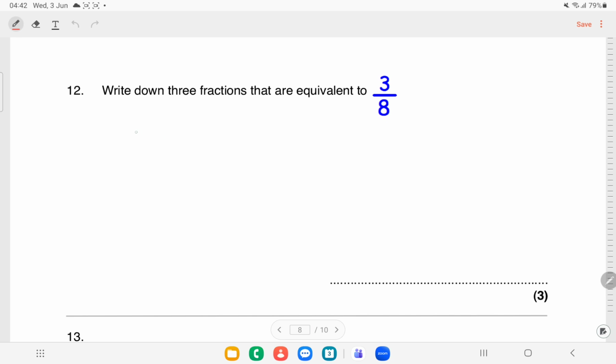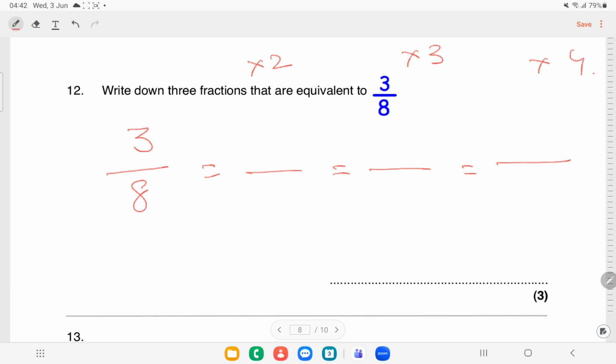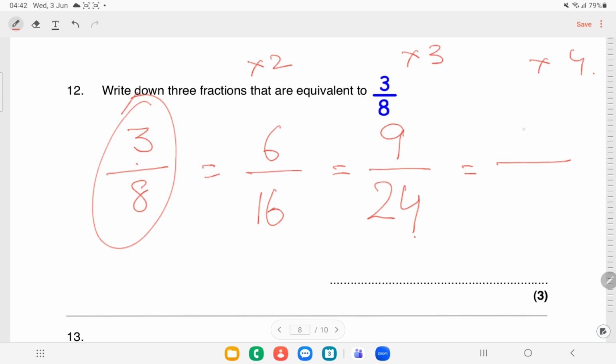Now write down 3 fractions which are equivalent. To find the equivalent fractions, first multiply the given fraction by 2, second by 3, then 4. So if I multiply the given fraction by 2, I will get 6 over 16. If I multiply this given fraction by 3, I will get 3 3s are 9 and 8 3s are 24. And if I multiply this given fraction by 4, it will be 12 over 32. These are the 3 equivalent fractions.